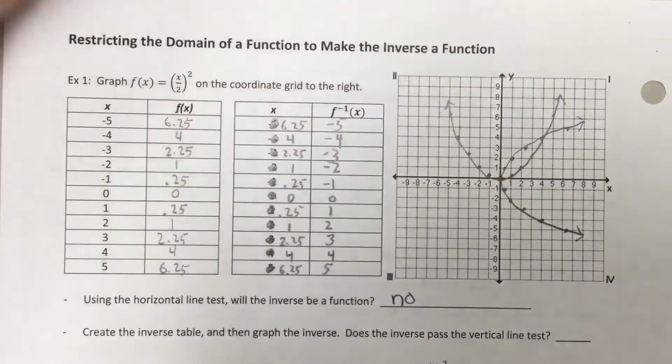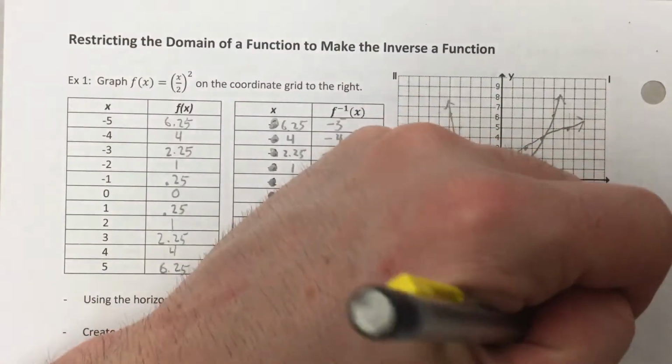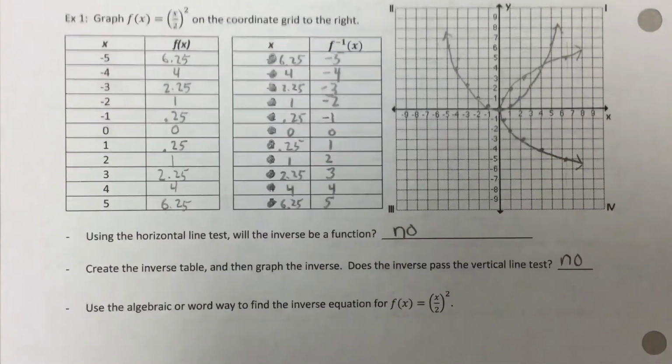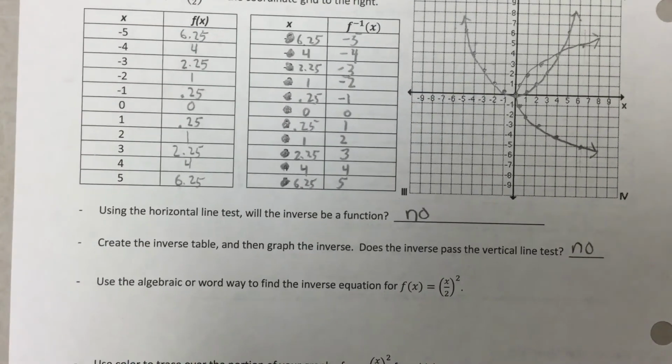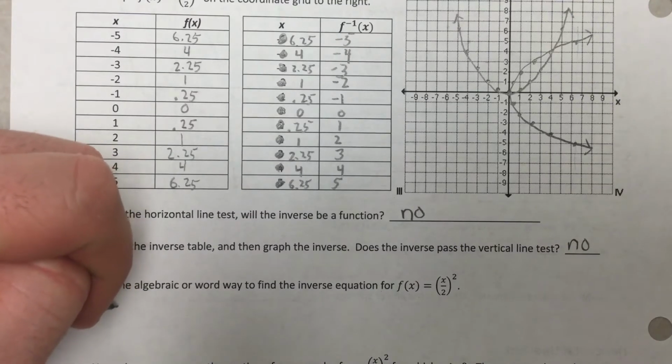So it says, does the inverse pass the vertical line test? Nope. If I draw a vertical line, the inverse is not a function like we predicted. So now we're going to use the algebraic way or the word way to find the inverse. I'm going to use the algebraic way.